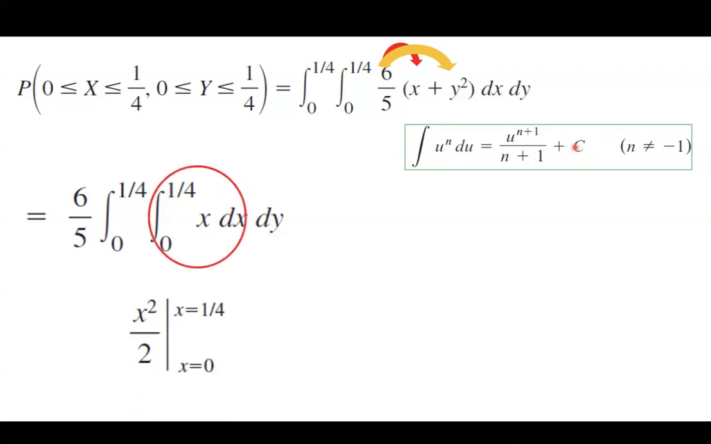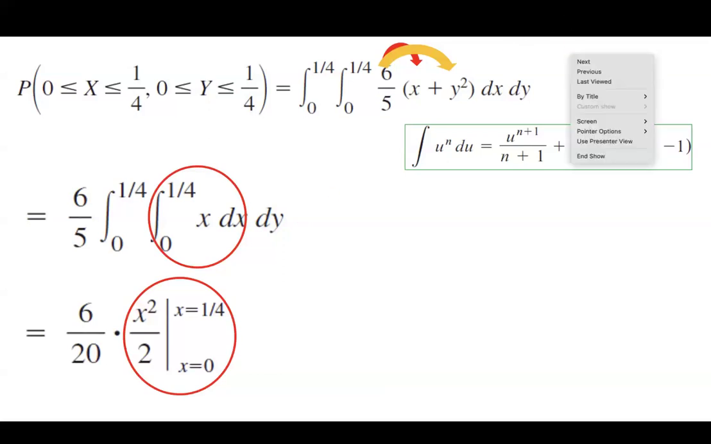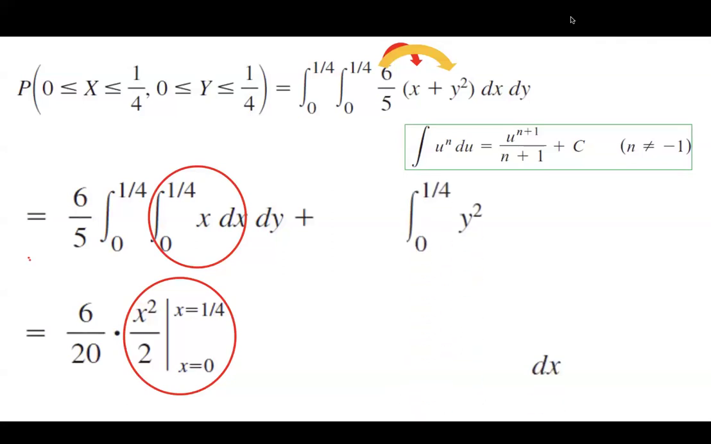Well, the inner integral is the integral of x dx, which is x squared divided by 2, where x ranges between 0 and 1/4. And outside of it, you have 6 divided by 20. Why 6 divided by 20? Because the integral from 0 to 1/4 of dy is 1/4. The second integral is y squared, integral from 0 to 1/4 of dy.